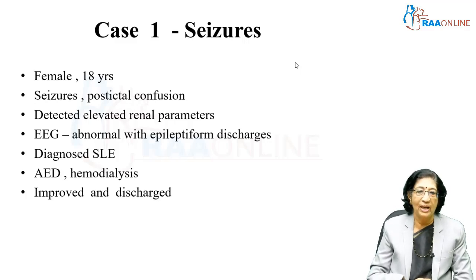EEG was abnormal. She showed epileptiform discharges in the EEG. Other parameters were SLE was positive. She was treated with anti-epileptic drugs, dialysis, and improved and was discharged.